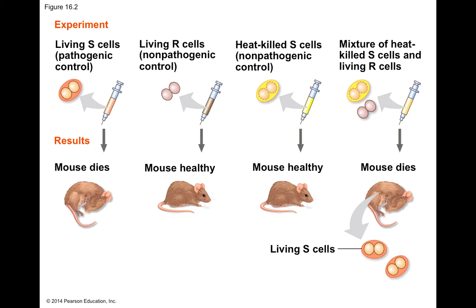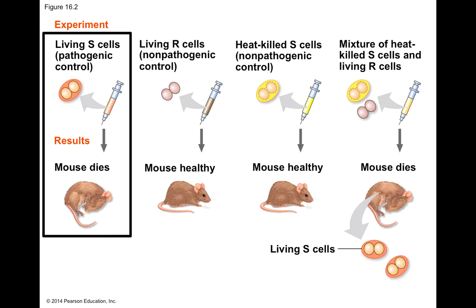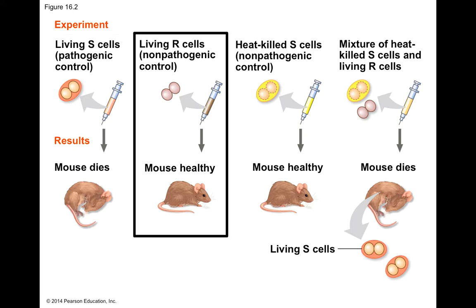The first experiments to suggest that DNA is the genetic material was done by Frederick Griffith in 1928. Griffith used two strains of a bacterium that causes pneumonia. One strain was pathogenic, disease-causing, and the other was totally harmless. As a positive control, he took the pathogenic bacteria and injected it into the mice, and the mice died. As a negative control, he took the non-pathogenic bacteria and injected it into the mice, and the mice were fine.